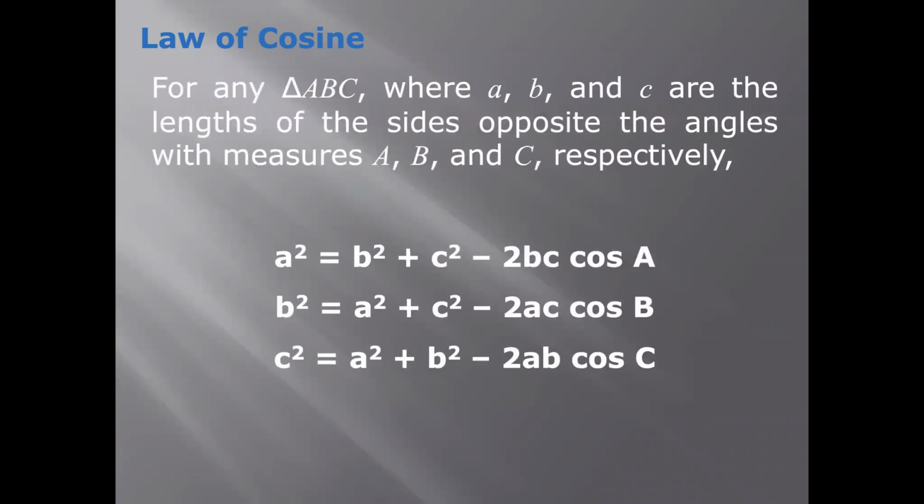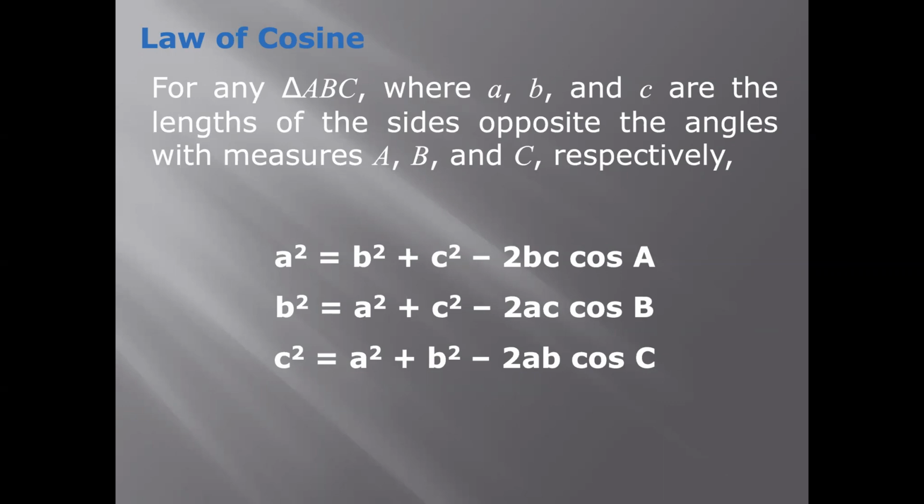For any triangle ABC, wherein A, B, and C, the uppercase letters or capital letters, represent the angles of a triangle, and lowercase letters or small letters a, b, c are the sides of the triangle. We have here different formulas in order to find the length of the side of any given triangle, if you want to solve for a, b, or c.